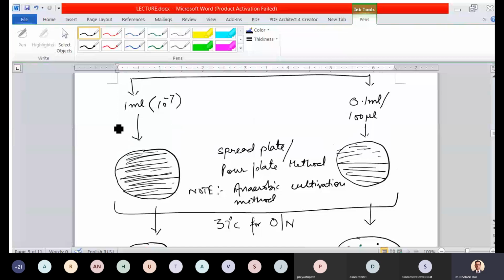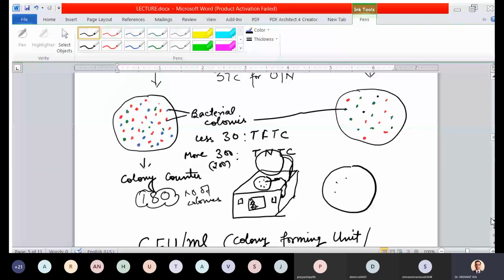We have diluted a soil sample 10 to the power minus 1, minus 2, minus 3, minus 4, minus 5, likewise up to 10 to the power minus 8. Then we have selected the 10 to the power minus 7 diluted sample. So here the dilution is 10 to the power minus 7, and thus the dilution factor, which is the reciprocal of the dilution, is 10 to the power 7.